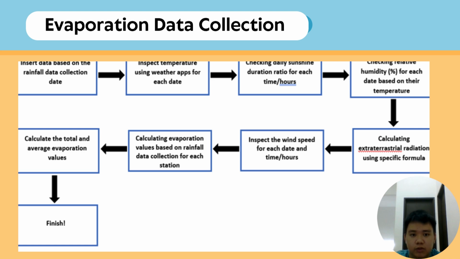Number five is calculating the extraterrestrial radiation using a specific formula. Number six is we need to inspect the wind speed for each date and time. Number seven is calculating the evaporation values based on the rainfall data collection that we did before. And the last step is to calculate the total and average evaporation values by using the specific formula. That's all for this method.